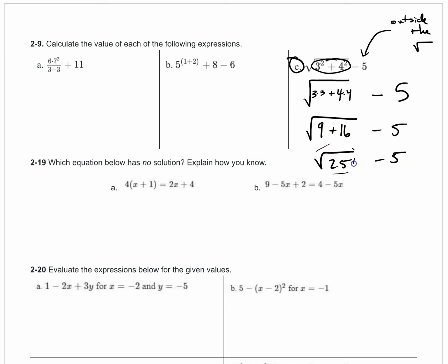So the square root of 25, we have to do this first, right? You can't just do square root of 20. That's not how it works. Square root of 25 is 5, and then take away 5. So my answer is 0.